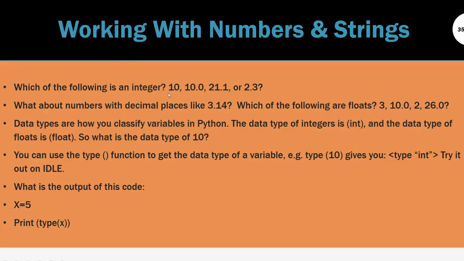You can use the type function to get the data type of a variable, and as you can see, that gave us an integer. So what is the output of this code? Let's say that x equals 5. Let's print type of x. You're assigning x to a value, and then you're printing its type. So let's see what it does. Try that on IDLE yourself.